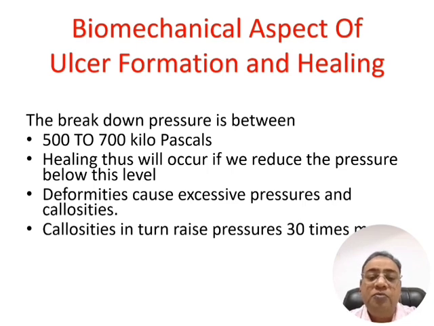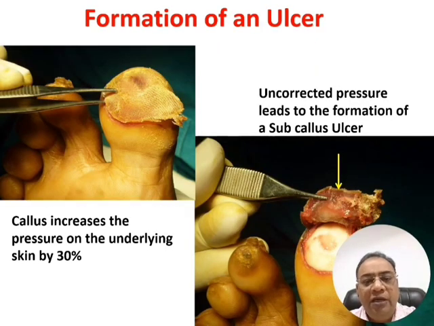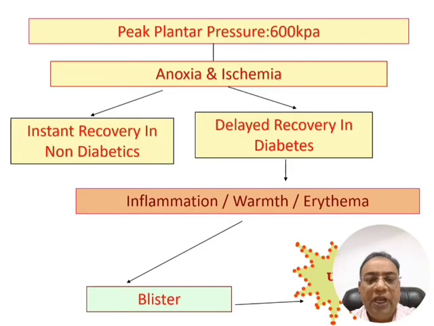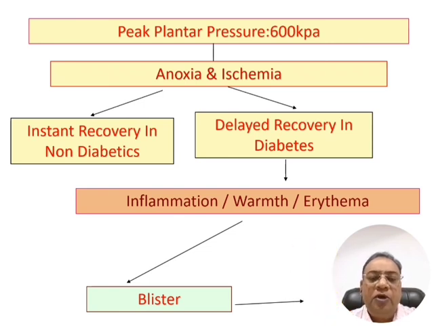Deformities can cause more elevation of pressure, and callosity in turn raises pressure by 30 times. In the first figure on your right-hand side, there is a callosity, just a small nick, and I'm just removing it. Then there is an ulcer formation beneath it, that is a subcallus ulcer formation.